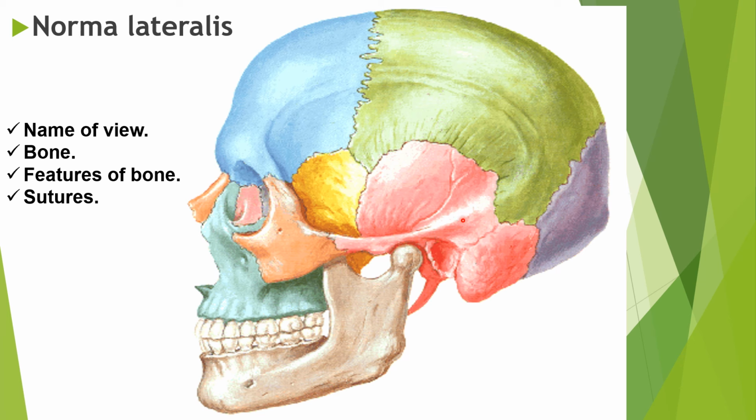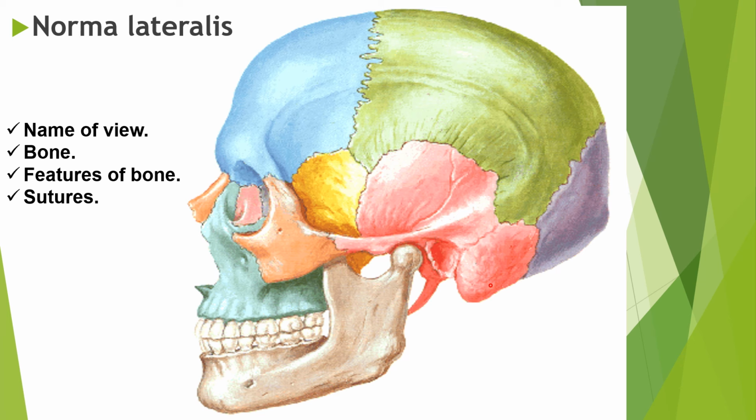These are some features of the bone. Also, you can remember the zygomatic arch, forming between the zygoma and the temporal part. This temporal part is known as the squamous part of the temporal bone. This is the squamous part of the temporal bone. And this is the styloid process of the temporal bone.